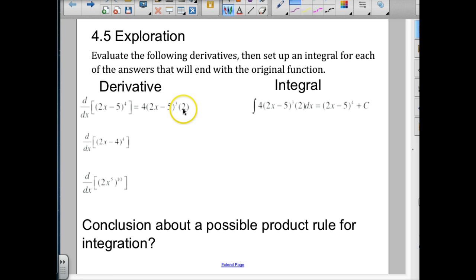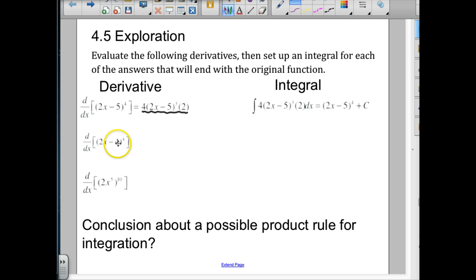So using the knowledge that the derivative and the integral are inverses of each other, if we do the integral of this answer that we got, so the integral of 4(2x - 5)^3 times 2 with respect to x, so dx, that should equal (2x - 5)^4, right? Well, let's look at this one.